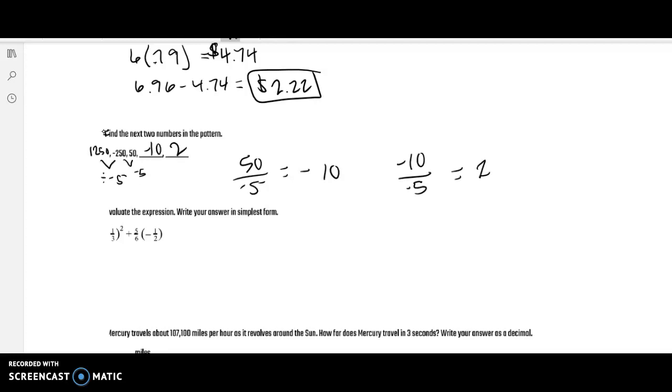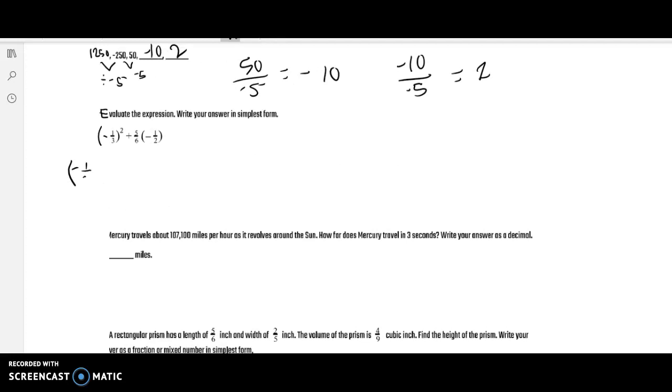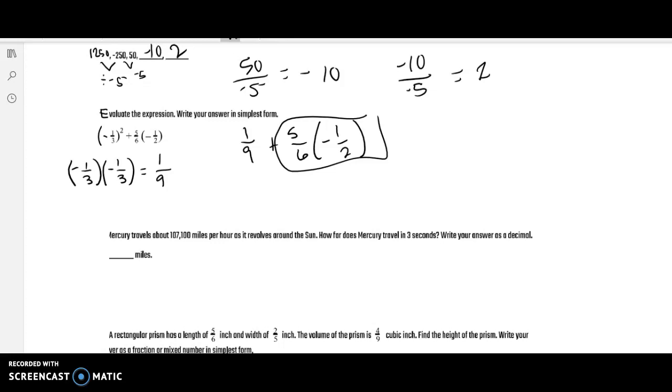All right, so we have -1/3. So when I multiply those together, I get 1 over 9. And then I'm going to add that to 5/6 times -1/2. I have to multiply these two now. So 5 times 1 is -5. 6 times 2 is 12.